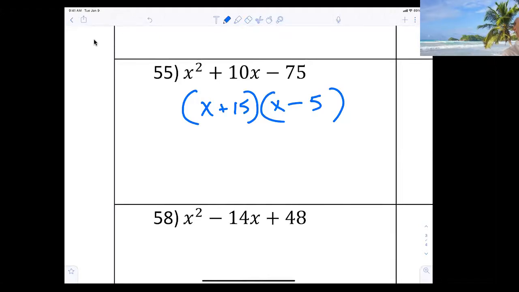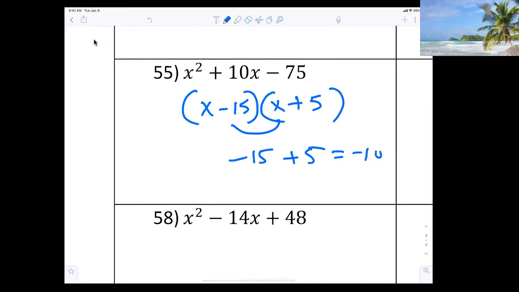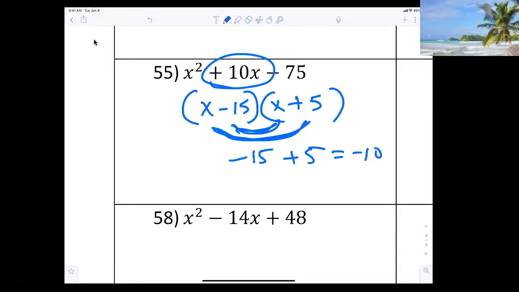Yes, it does. Because if you do this, this is what Ava was asking me. If you do that, that's negative 15 plus 5, which is negative 10. I want positive 10. That's why it matters. You hear me? And you always do your little smiley faces here. That helps you. So it should have been plus 15 and minus 5.